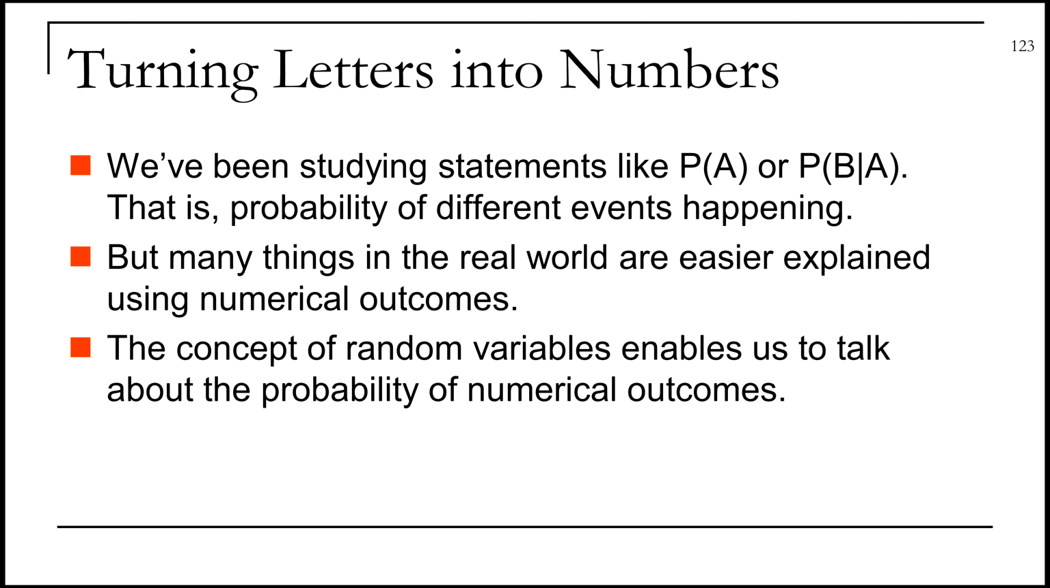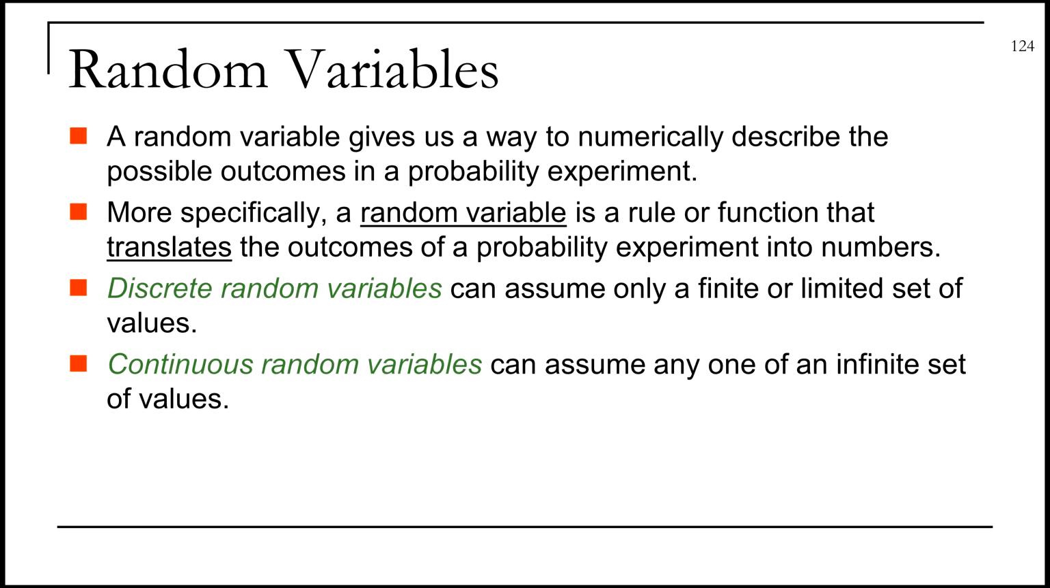We've talked about things like P of A, P of B given A, where A and B are events. We now want to talk about the concept of random variables. A random variable simply is a variable that takes on different values with different probabilities. That's what makes it random. We know what the outcomes are, we just don't know which outcome occurs in any instance. So a random variable takes on different values with different probabilities.